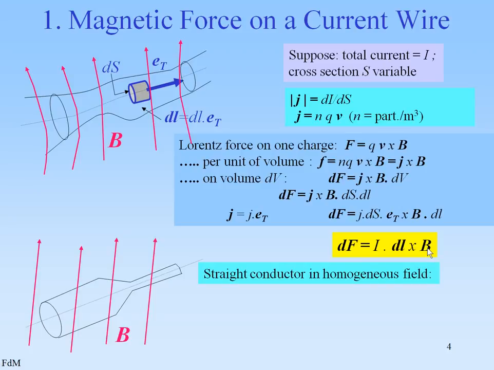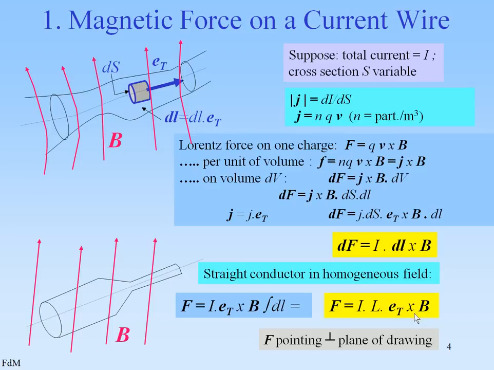cross B. When we have a straight conductor in a homogeneous field, then this integration over dl will offer F, the force is the current times the length of the current wire times et, that's the unit vector in the direction of the current, cross the magnetic induction. And you can see that F, the force, is always pointing out of the plane of drawing, perpendicular to et and to B.